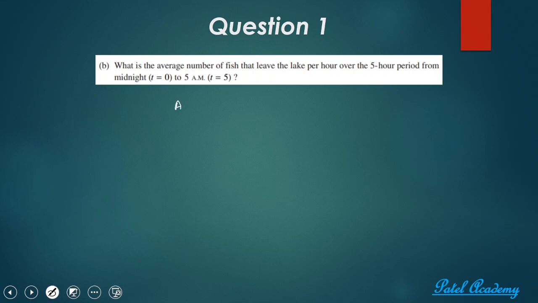Now keep in mind that the average value of a function is equal to 1 over b minus a times the integral from a to b of our function. And so in this case, we're trying to find the average value of our loss function, so the average value of the fish that leave the lake per hour.